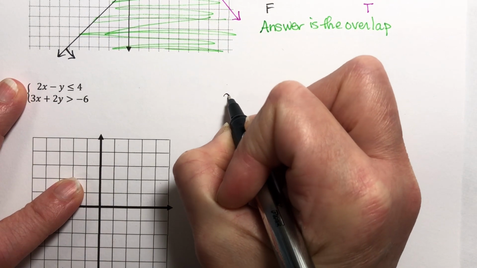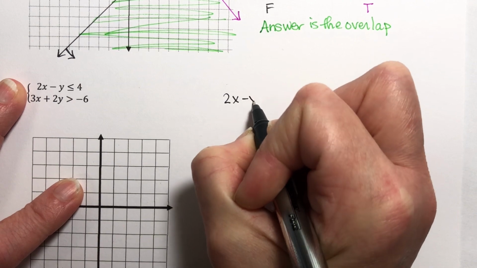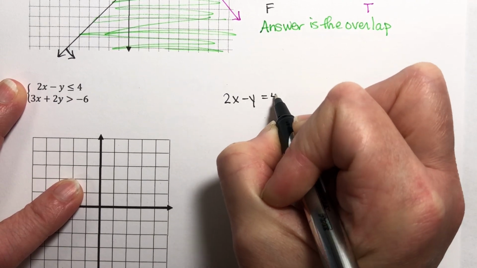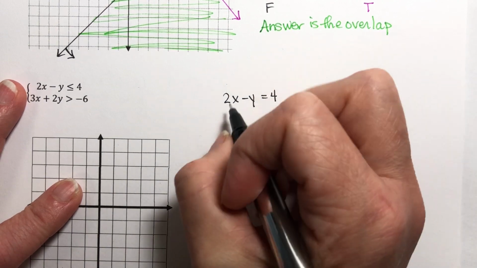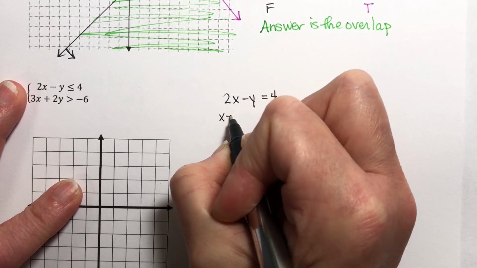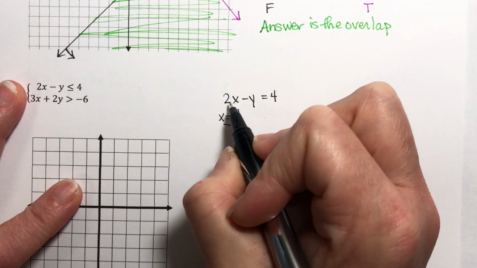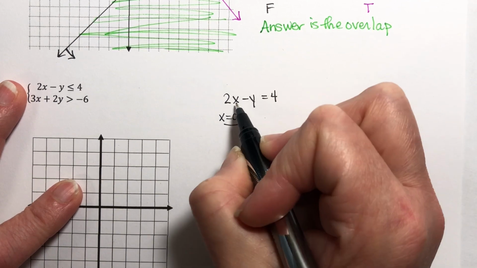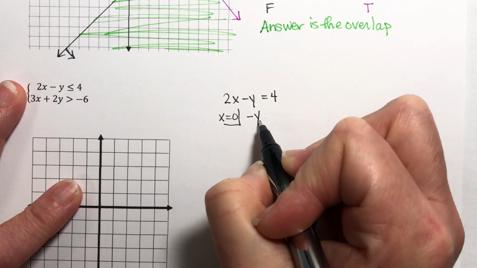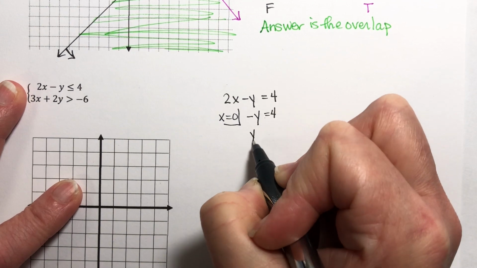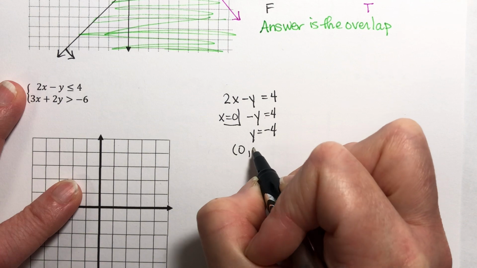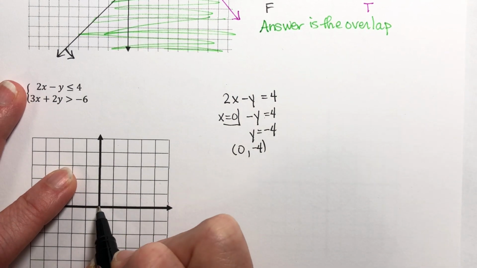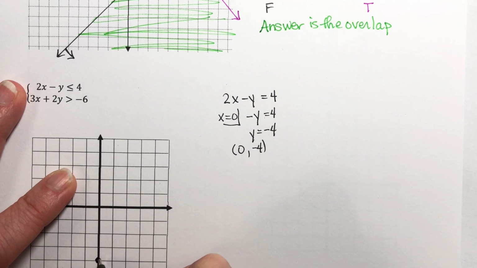I pretend that I have 2x minus y is equal to 4. Okay, so let's try intercepts. If x equals 0, then what I end up with is 2 times 0, which is 0, minus y is equal to 4. So y is equal to negative 4. That would be the point 0, negative 4. 0, negative 4 would be down here.